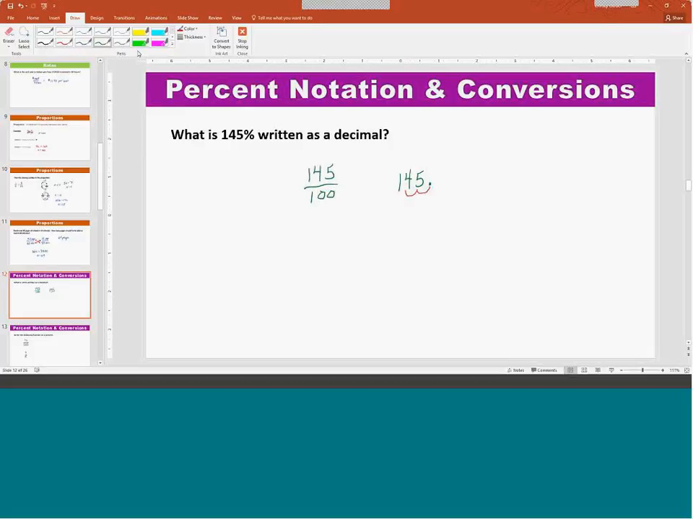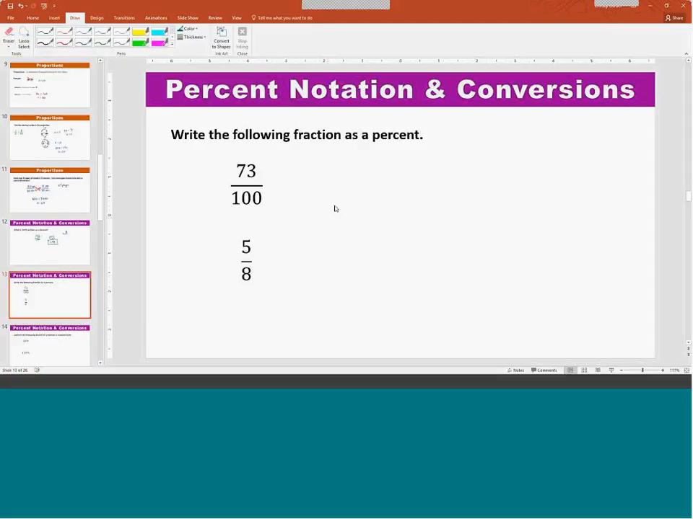You move that decimal point 2 places, and 145% is the same thing as 1.45. This is your final answer. So when changing a percent to a decimal, take your percent and move the decimal point 2 places to the left from the end of your percentage value. Now let's look at how to write a fraction as a percent.